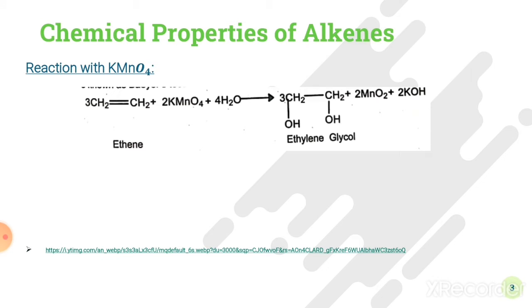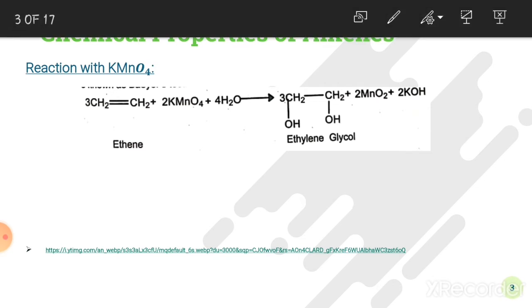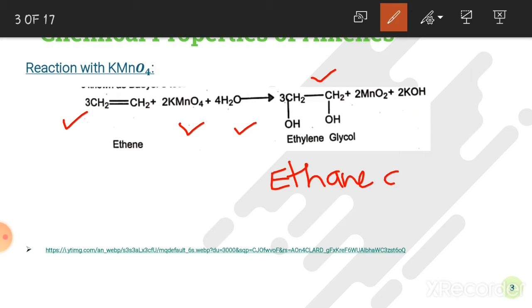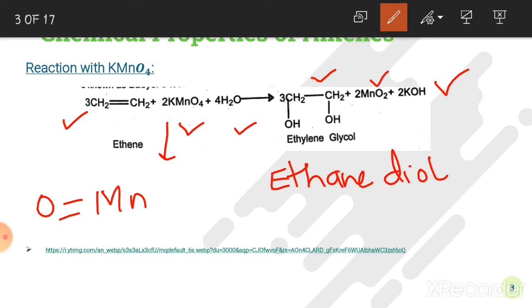This is the chemical equation for this reaction. You may see here that we have ethene, potassium permanganate, and water. When these substances react, it results in the formation of ethylene glycol, or it is also called ethane diol. And we have manganese dioxide and potassium hydroxide. The structure for the potassium permanganate may be written like this.